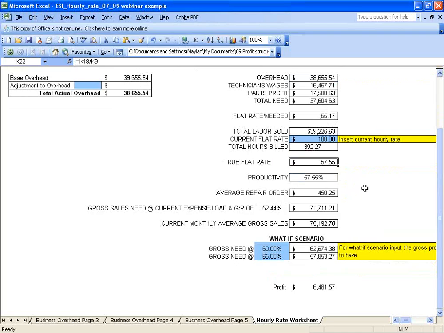Our average repair order is $450, which is a very good average repair order. Anything above $400 for general repair is a very good repair order. The gross sales need at the current expense load and GP of 52%, again, this comes right from page 1, we need to do $71,000 to pay our bills. Our current monthly gross sales is 78. So you would look at this and say, hey, we're making $7,000, pretty close to it, every month. That's good. We've got a return on our investment. We got net profit. Well, this is where your P&L can create a false sense of security.